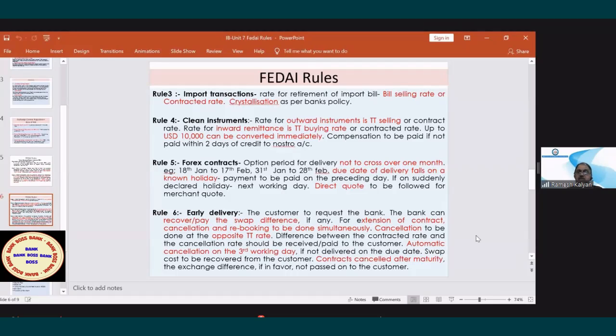Automatic cancellation is on the 3rd day. There we will pass only the loss. Profit will not be passed on.